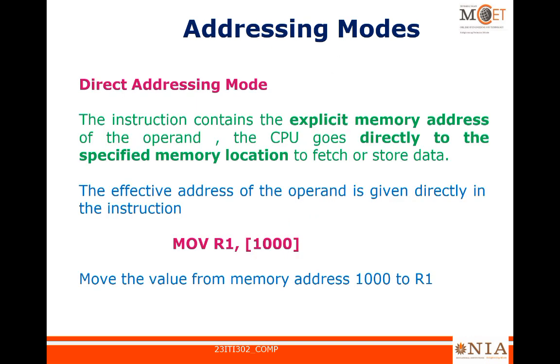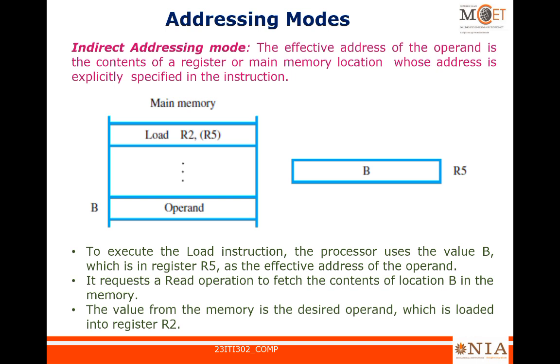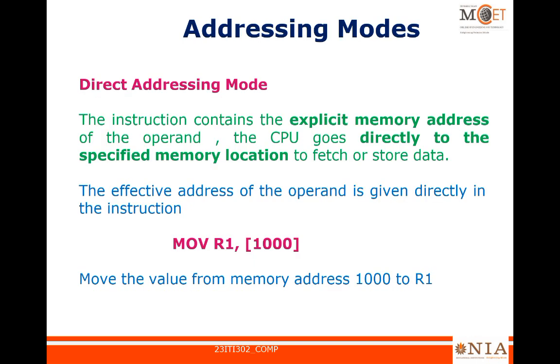The next addressing mode is direct addressing. The direct address explicitly gives the memory address of the operand, whereas in the register addressing mode and the immediate addressing mode, the operand is accessed in the register. Here it is done explicitly over the memory address. So the processing unit goes directly to that specified memory location and accesses it. For example, move r1 comma 1000 means that 1000 is the specific location, and that location's content will be moved to r1.